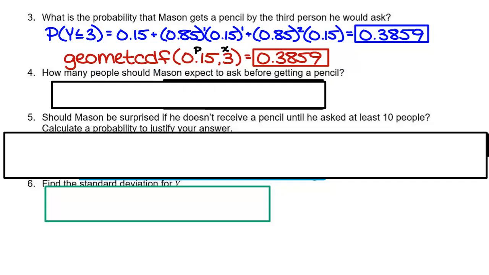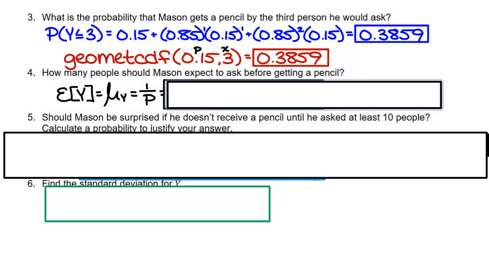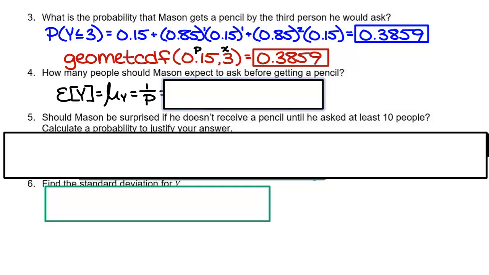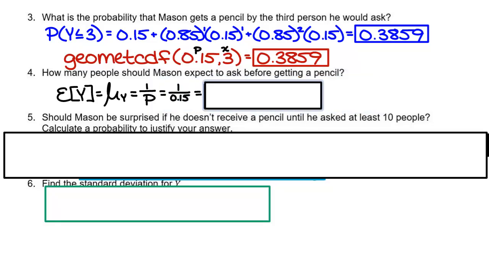How many people should Mason expect to ask before getting a pencil? When I ask for the expected value, that's the same thing as what? The mean. How do we calculate the mean for geometric? 1 divided by the probability of success, which in this case was 0.15. What do you get when you do 1 divided by 0.15? 6.6 repeating, or 6.67 if I round it out. So he should expect to ask between 6 and 7 people.